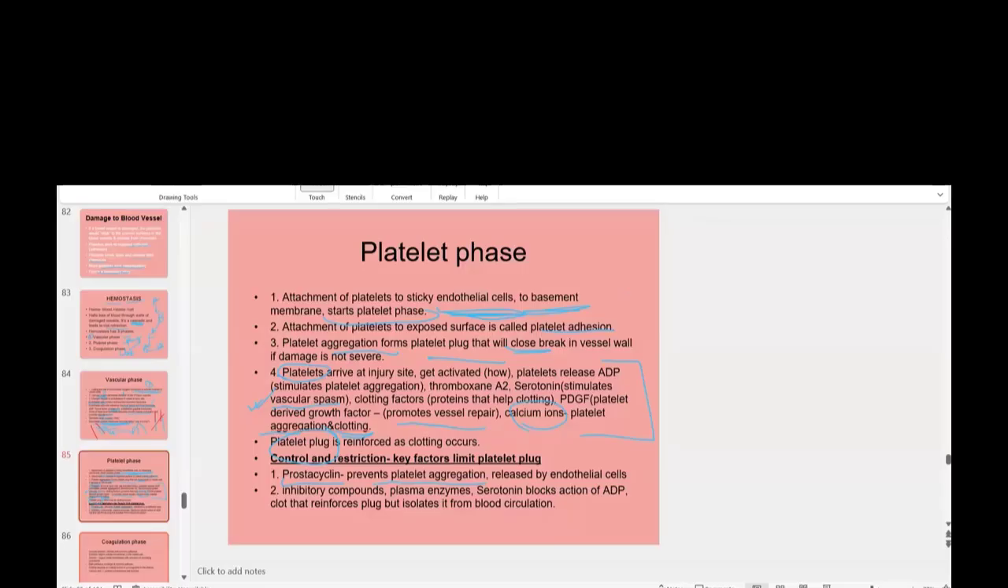And serotonin also will start blocking the action of ADP, because ADP does a lot of platelet aggregation, inviting other platelets to come and form a clump. Serotonin will block it, and that reinforces the plug, but it isolates it from the blood circulation. So ultimately the purpose is, plug is good, clotting is good, but staying there permanently is not good. Once your job is done and the tissue is repaired, we don't need you there.